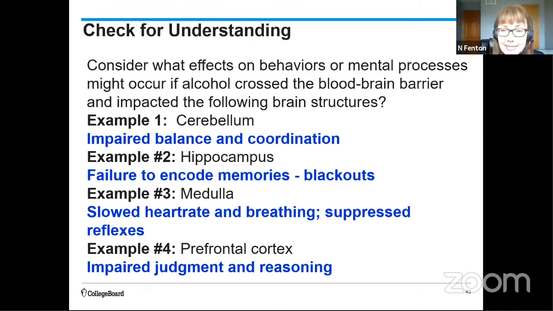So we did this as an example with alcohol, which is a depressant. Now, imagine if you had a stimulant drug. So maybe a strong stimulant like cocaine. How might that drug affect these brain areas or maybe other brain areas? So that's something for you to think about. And you could also think about the risk of overdose and how this happens.